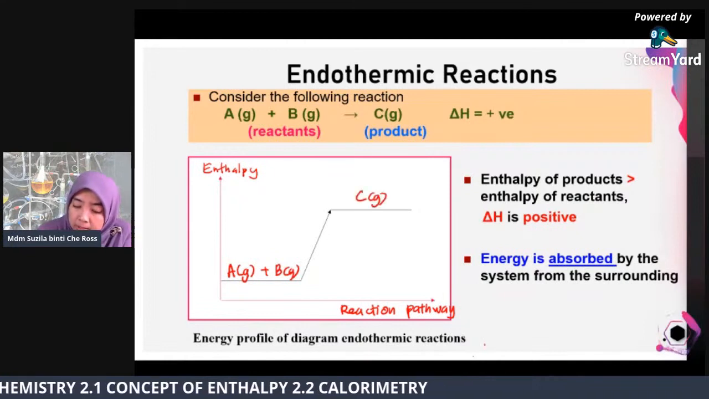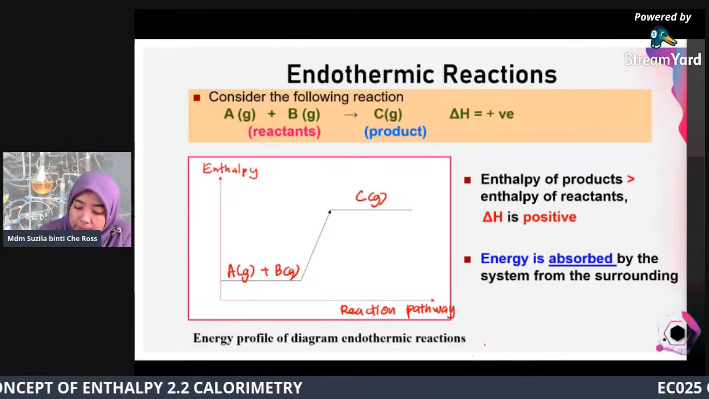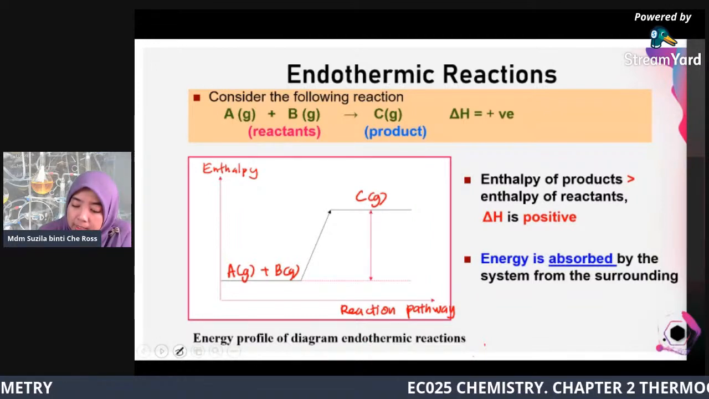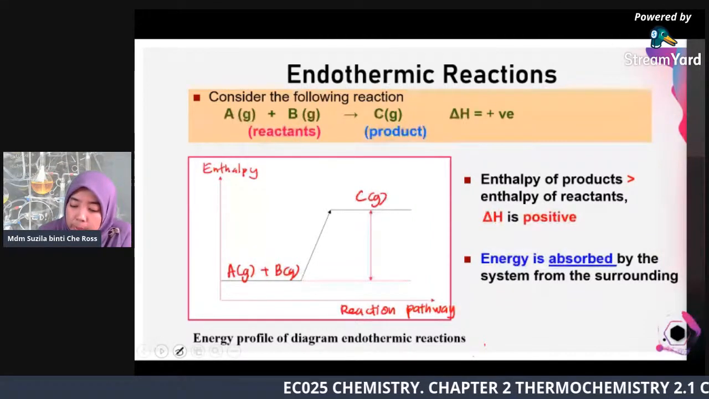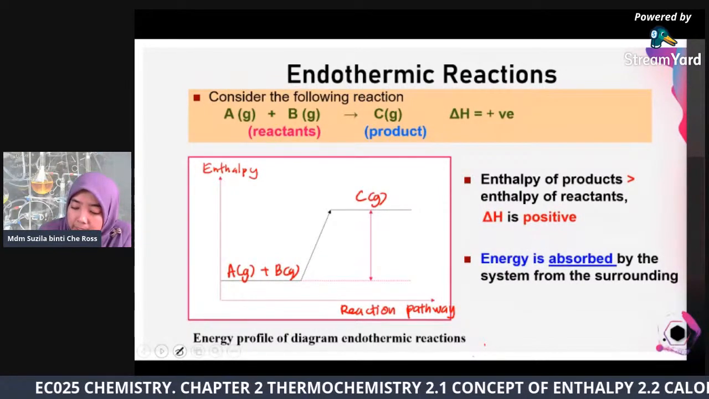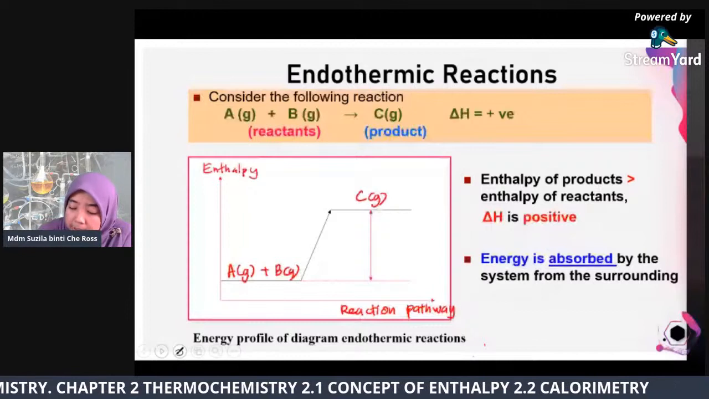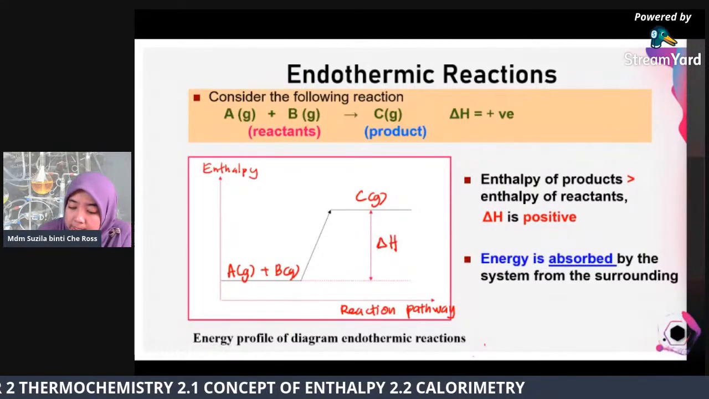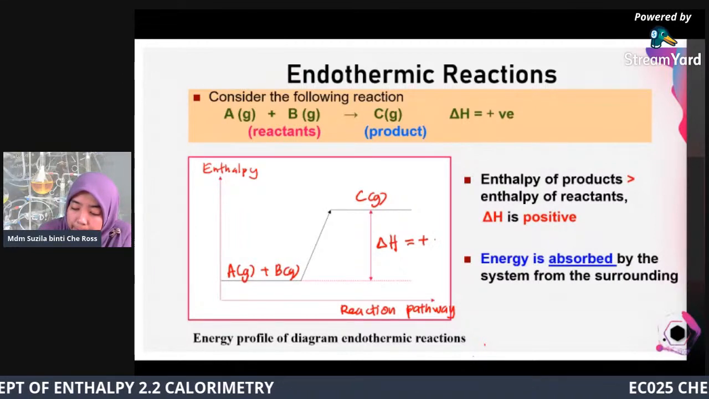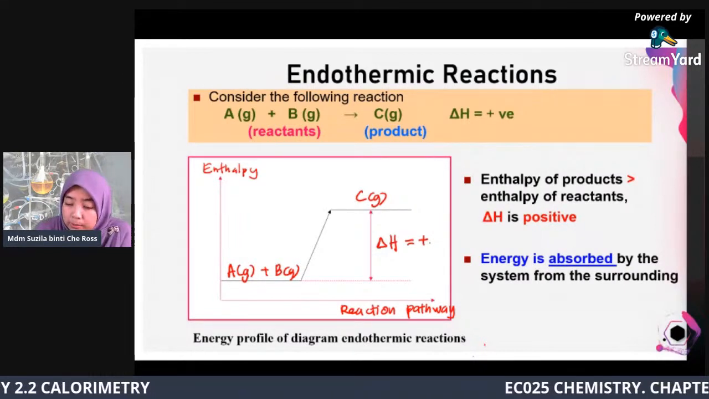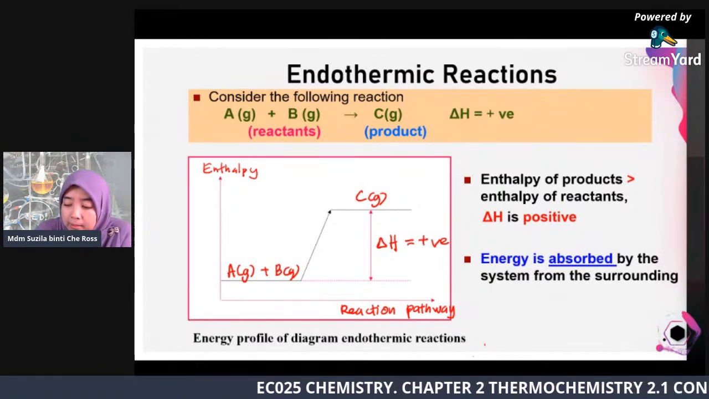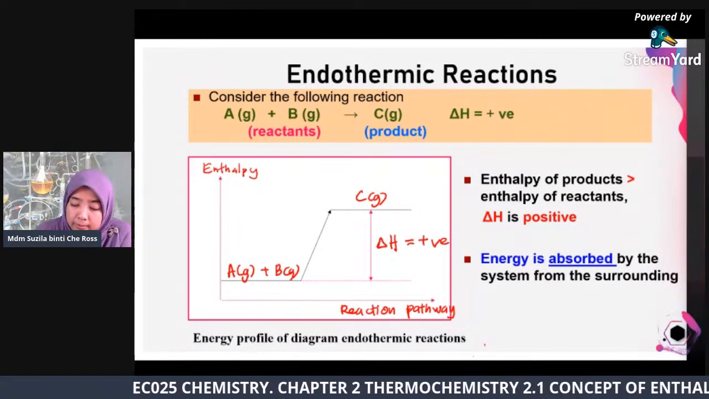Then we need to show where delta H is. Delta H is the difference between the product and the reactant. Then we can label delta H here as a positive value, since it is an endothermic reaction. The positive value shows that the energy is absorbed by the system from the surrounding.